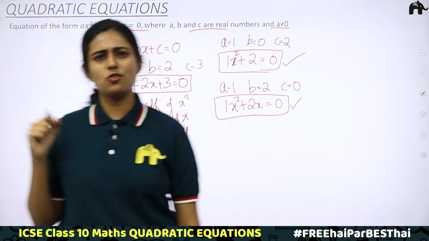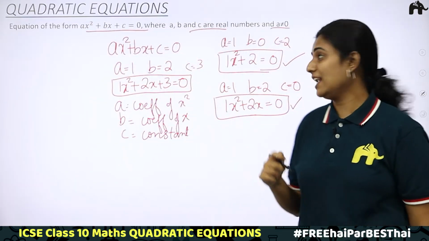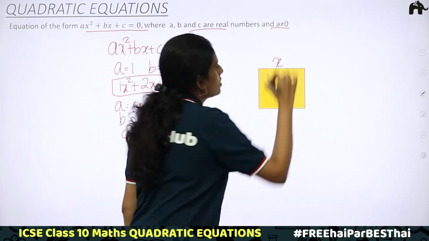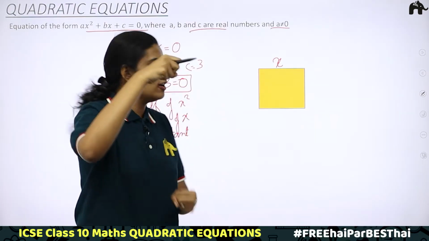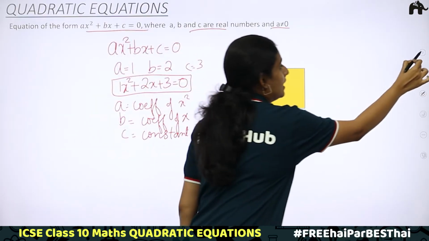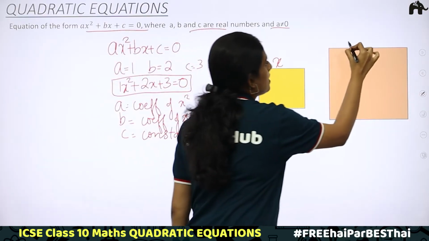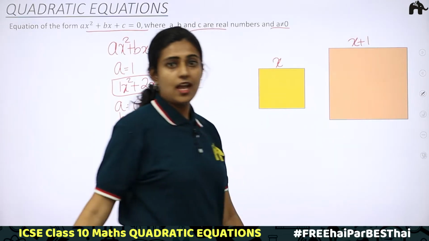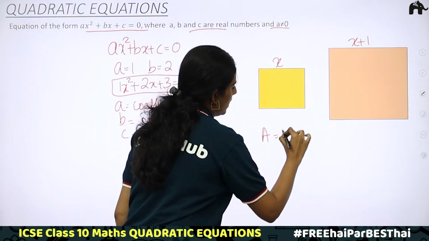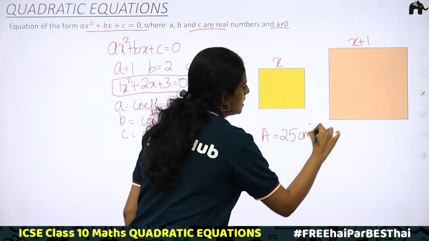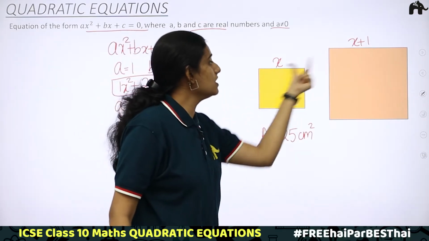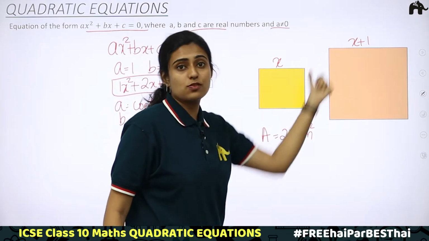Okay. Now, where do these quadratic equations help us in real life? Let's see. Here, I am taking a square. Let us say the side of this square is x. I am pulling this from all sides and increasing 1 centimeter each from all sides. Then I will get a bigger square. This is of side x plus 1. I know the area of this bigger square is 25. Area of the bigger square is 25 centimeter square.